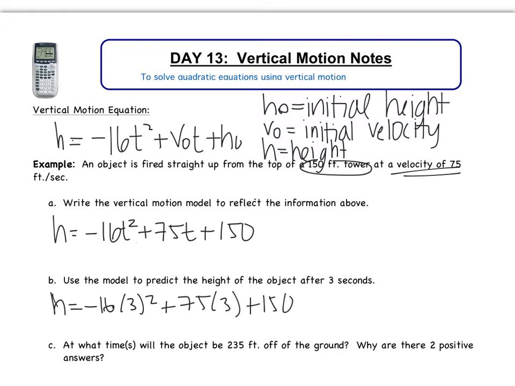So you're going to be allowed a calculator for questions like this. So when you put this in your calculator, you get the height after 3 seconds to be 231 feet. So after 3 seconds, this object is at 231 feet.